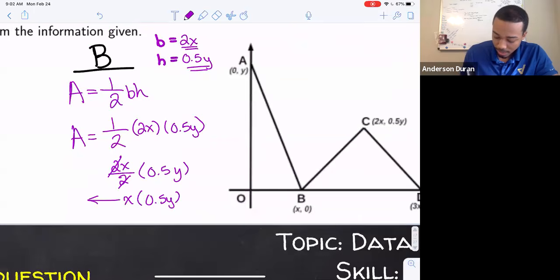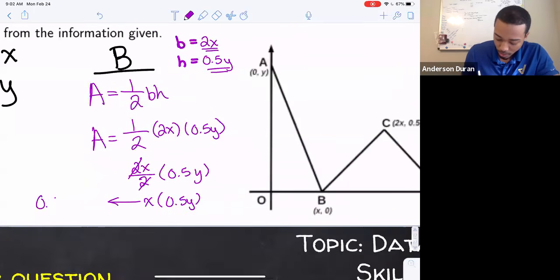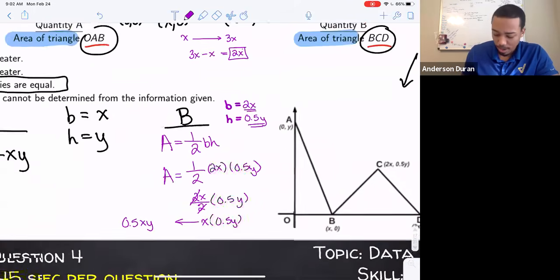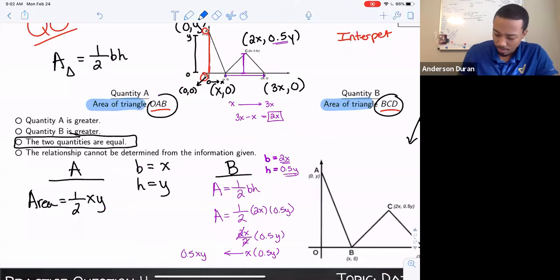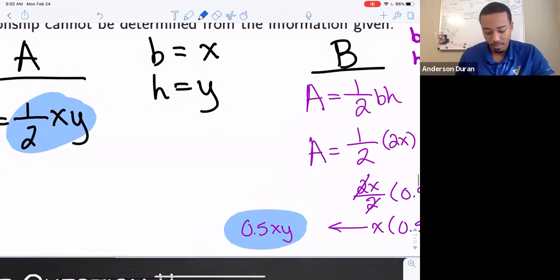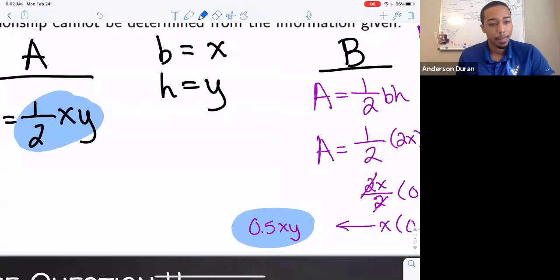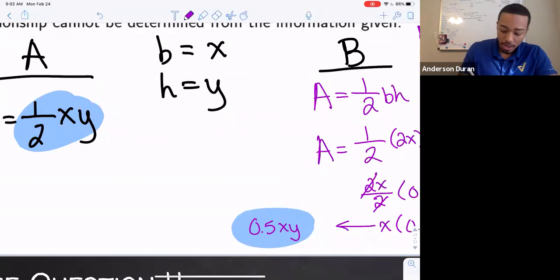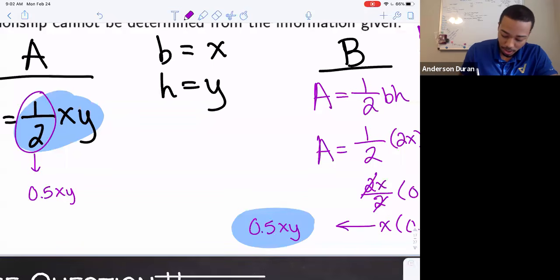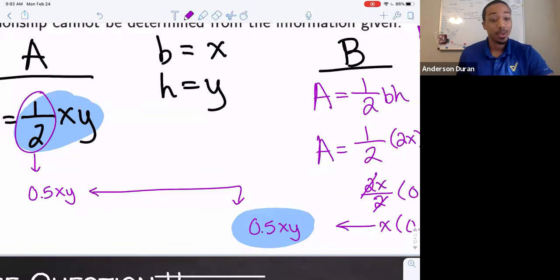And that is the same as saying 0.5x times y. Now, let me ask everybody, are these the same? 0.5y and 1/2 xy, are these the same? Yeah, they are. They're written differently, right? But guys, look, go ahead. 1/2 in your calculator translates to 0.5 xy. So these indeed are the same. And we did this properly.